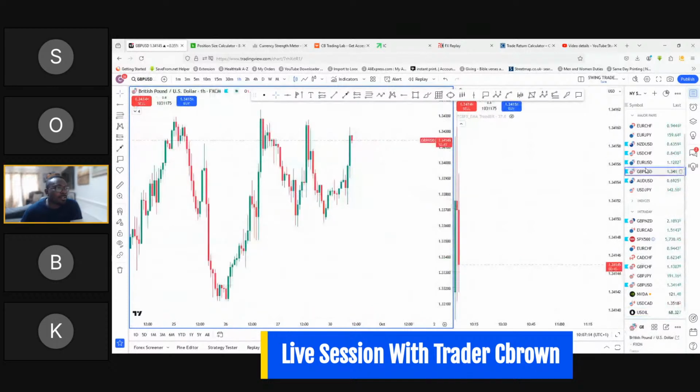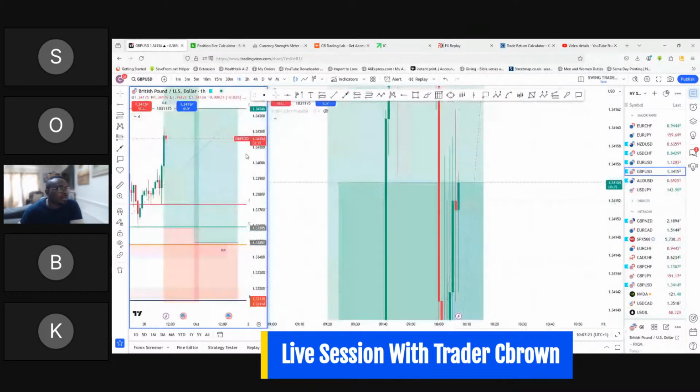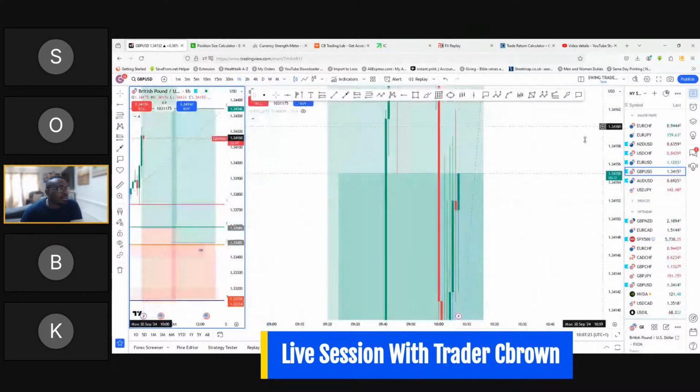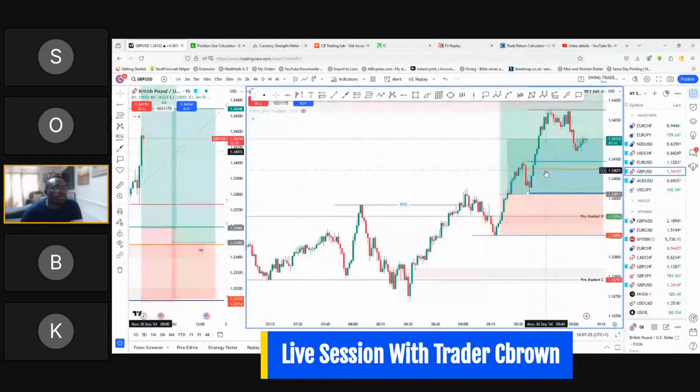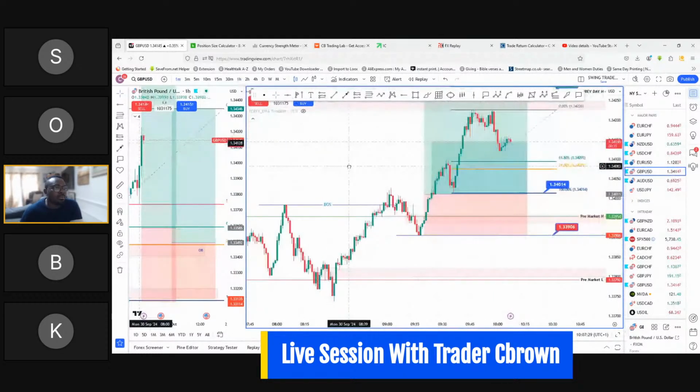All right, G is still struggling to push back up. Okay, we are still on it. Now it's retracing back up. This 1 minute, it's trying to push back up. But hopefully it goes back up and takes out stop.